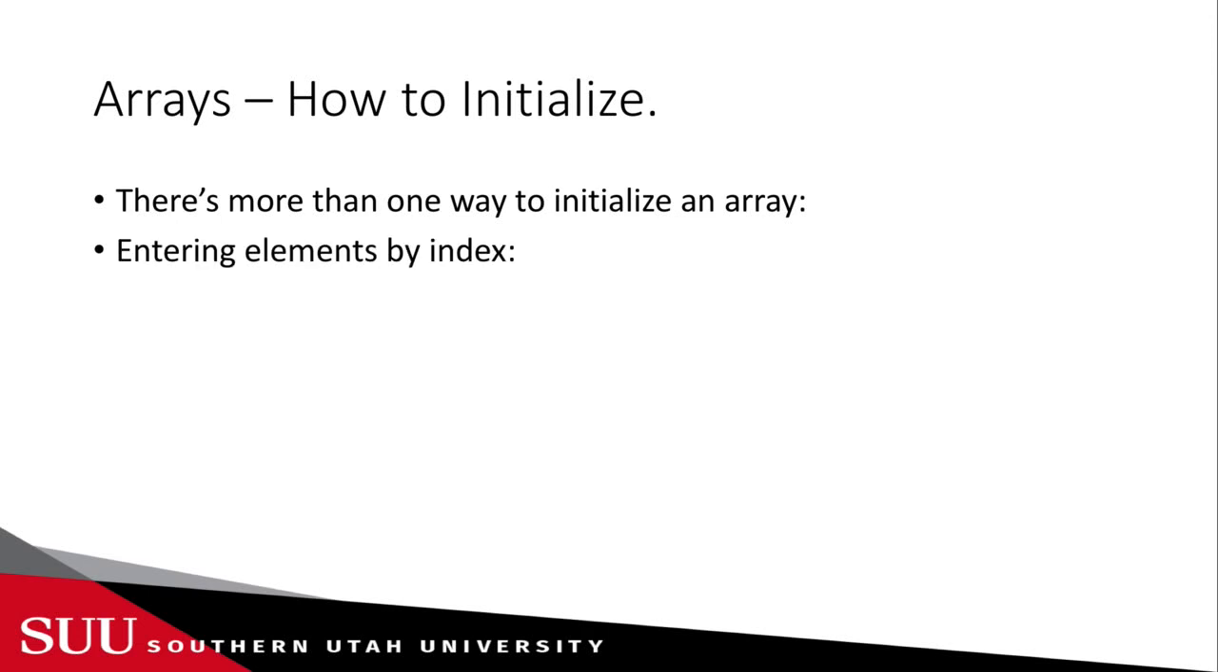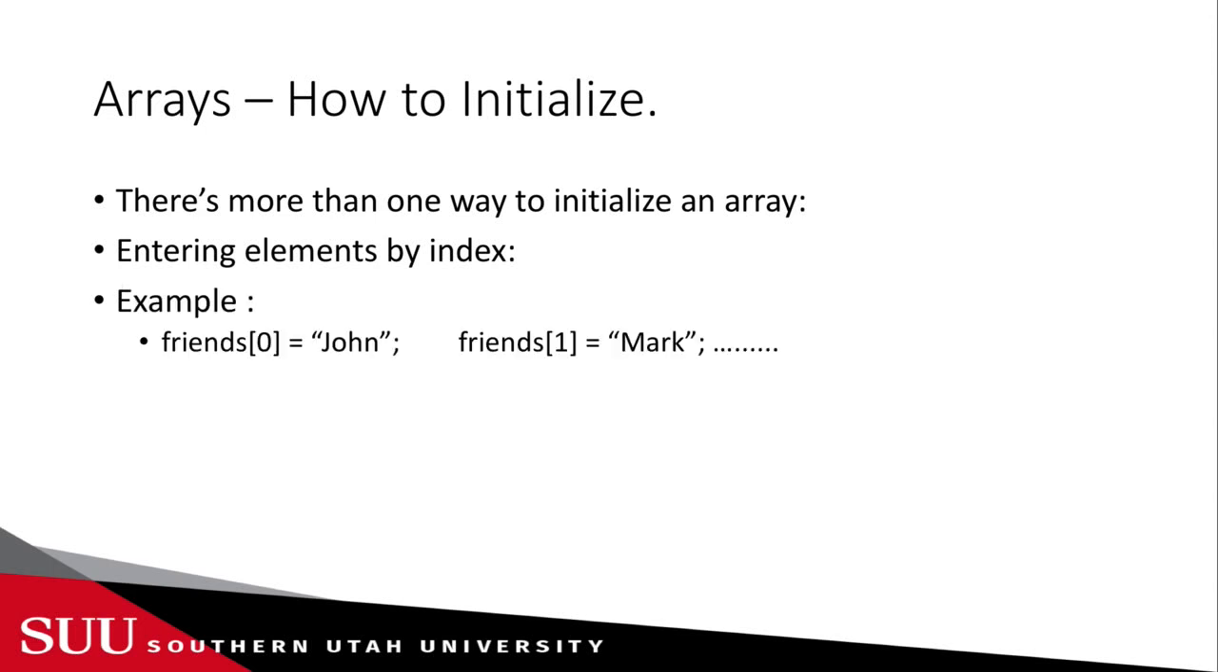First way is to enter elements by index. So I will say at a specific index I want to store a specific value. Assuming that you are dealing with our friends array, I will say friends of 0 is equal to John, friends of 1 is equal to Mark, and so on. That says at position 0, which is the first index in my array, store the value John. At index 1, which is the second element in my array, store the value Mark.